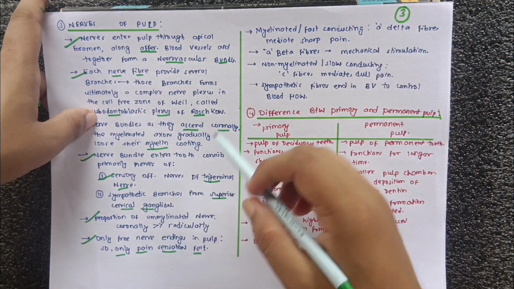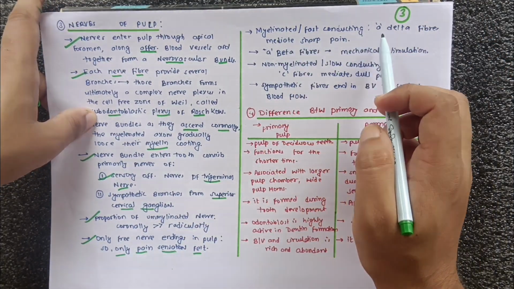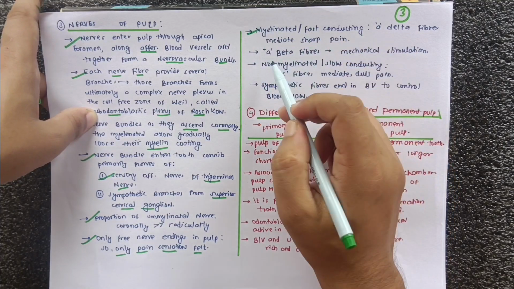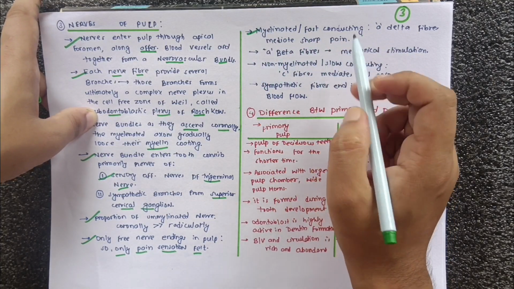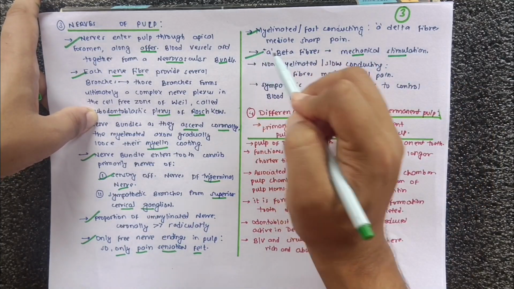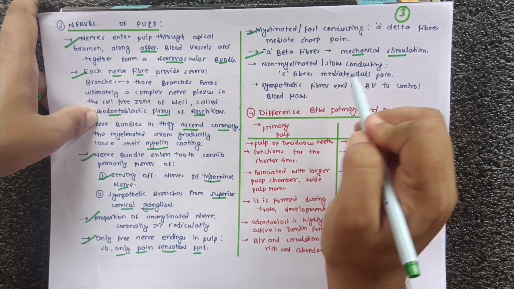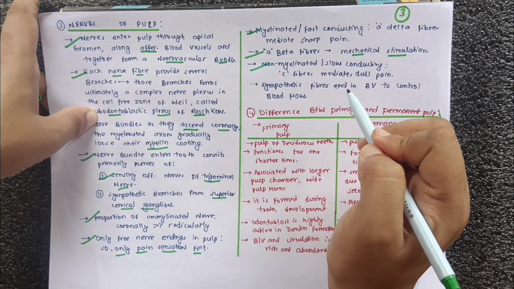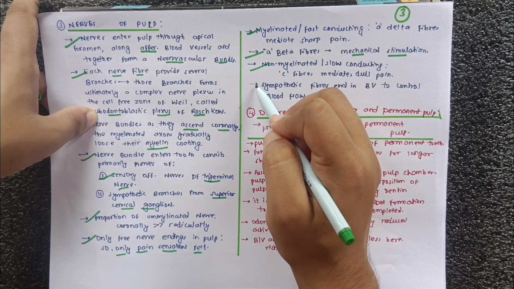After this, myelinated or fast conducting A delta fibers mediate sharp pain. Similarly, A beta fibers carry the information of mechanical stimulation. After that, non-myelinated or slow conducting C fibers mediate dull pain, and the sympathetic fibers end in the blood vessels to control the blood flow.